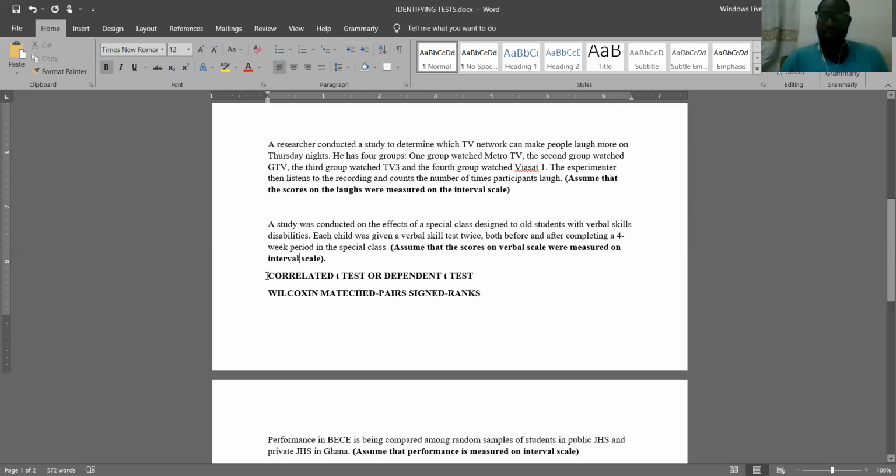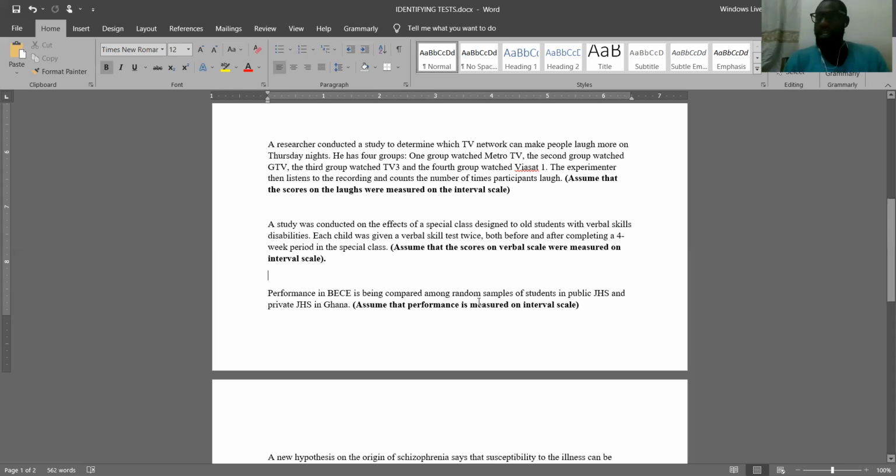Then you justify by saying that the 2 sets of scores are related. So if you choose correlated t-test, you indicate that the 2 sets of scores are related. Also, the dependent variable, which is verbal skill, is on interval scale. But had it been Wilcoxon, you indicate the 2 sets of scores are related. However, the dependent variable, which is verbal skill, is on ordinal scale. Okay.